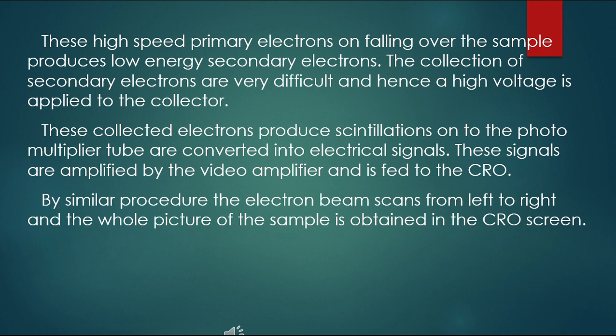These high-speed primary electrons, on falling over the sample, produce low-energy secondary electrons. The collection of secondary electrons is very difficult, and hence a high voltage is applied to the collector. These collected electrons produce scintillations onto the photomultiplier tube, which are converted into electrical signals. These signals are amplified by the video amplifier and fed to the CRO. By a similar procedure, the electron beam scans from left to right, and the whole picture of the sample is obtained on the CRO screen.